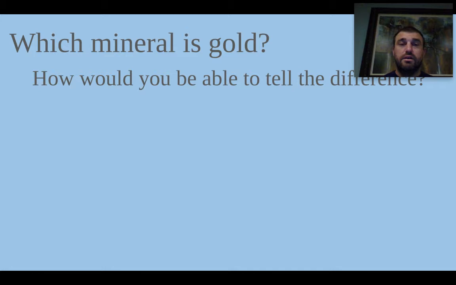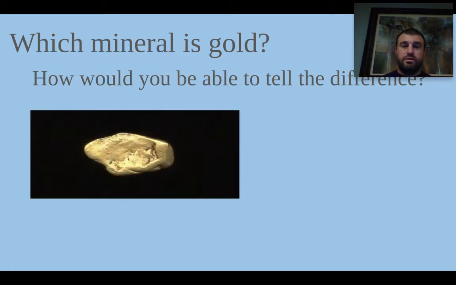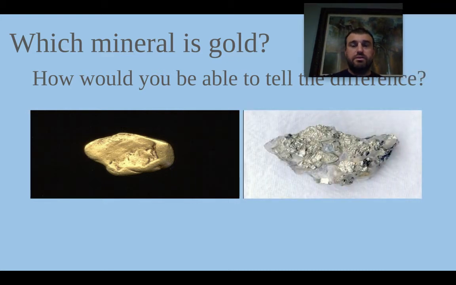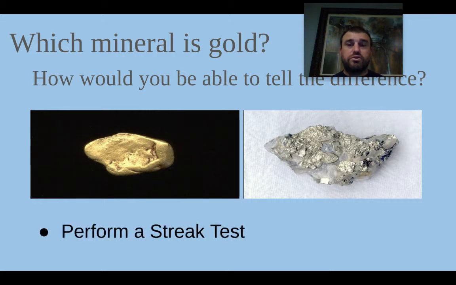All right. Now, which mineral is gold? The one on the left or the one on the right? So gold is a color. So they both look gold. So how would you be able to know which one is gold? You perform what's called a streak test.